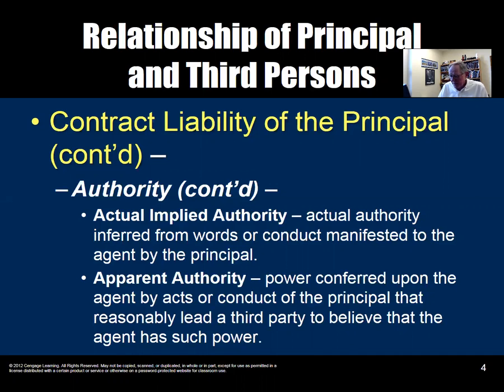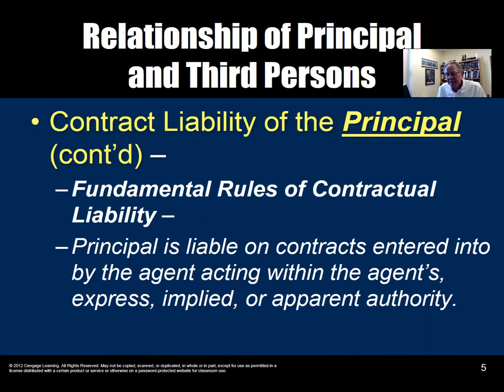And the fundamental rule is very simple. The principal is liable, the organization is liable for contracts entered into by the agent if the agent is acting within the agent's express written authority, the job description; implied authority, the authority that would implicitly go along with the position; or apparent authority, if based on the position the agent is hired for, it appears to the reasonable consumer that they could rely on the contracts or statements made by the agent. Then the principal is going to be bound. It's that simple.